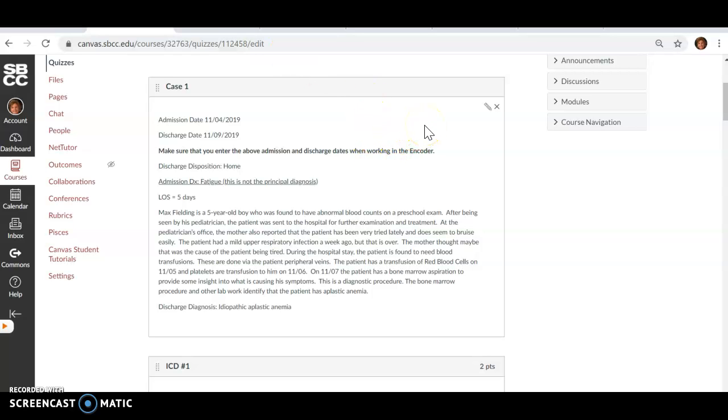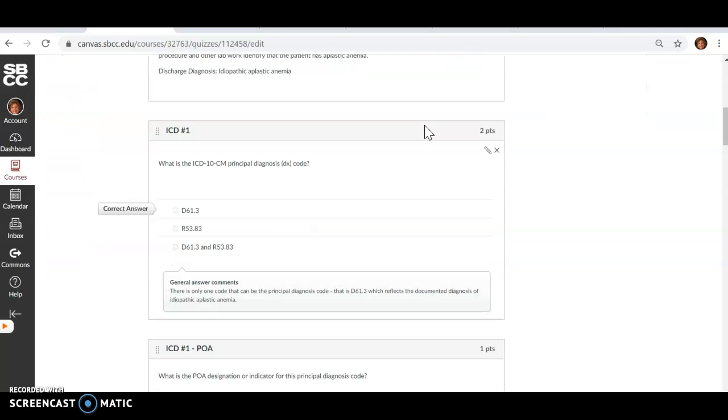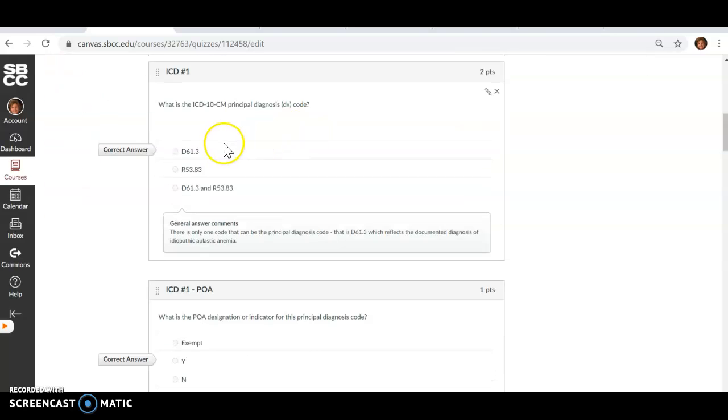Class, I'm going to do a general video, and I feel that this will help everybody out with a little explanation. So let's go with this first one here, the ICD-10 Principal Diagnosis Code. It says right in the admission, fatigue. This is not the principal diagnosis. So yes, this definitely has to be D61.3.